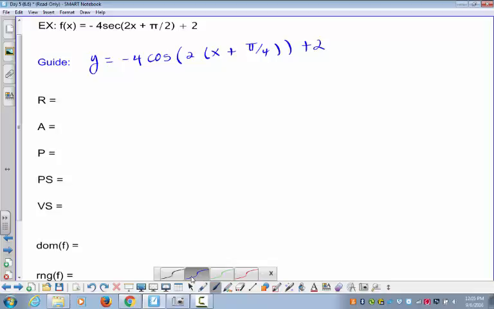Okay, so period for cosine. Your guide function is cosine. Period for basic cosine is 2 pi. So it's equal to 2 pi divided by that coefficient. So 2 pi divided by 2. So just dividing by the leading coefficient. So it's 2 pi divided by 2.